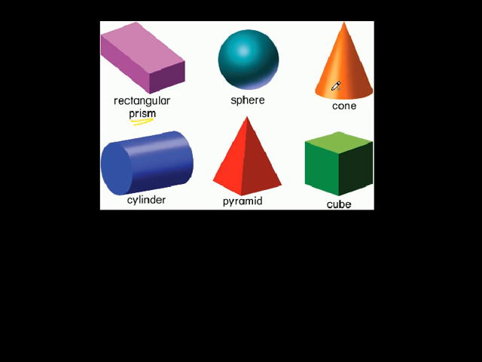What about this thing? This has a flat surface. It's a circular base or bottom. And look at the sides. They don't just go straight up. If they went straight up, it'd be a cylinder. They come up to a point. If they come up to a point, we call that thing a cone.